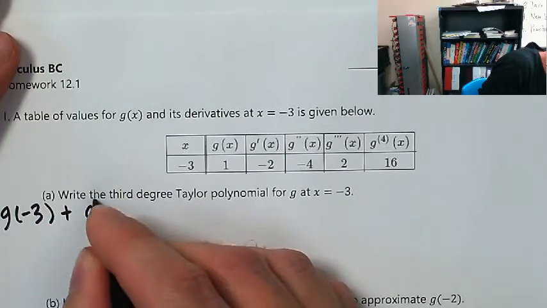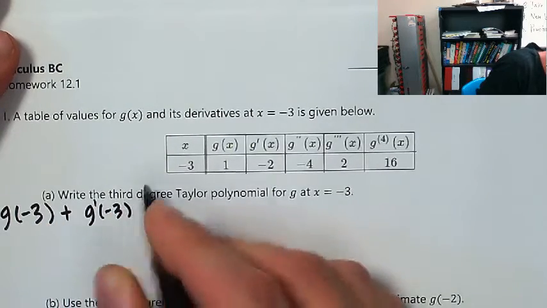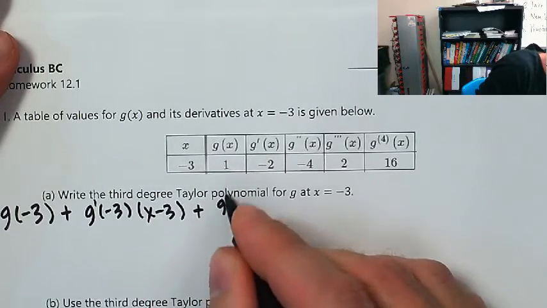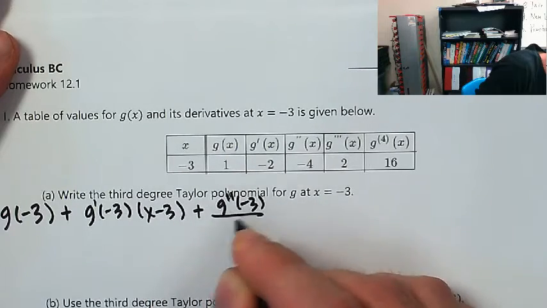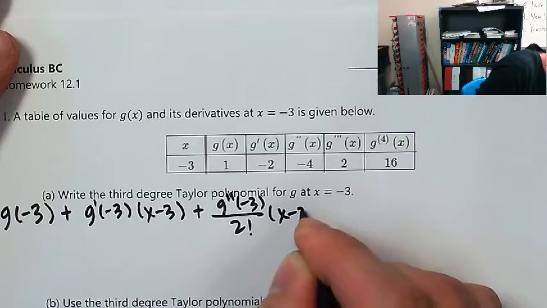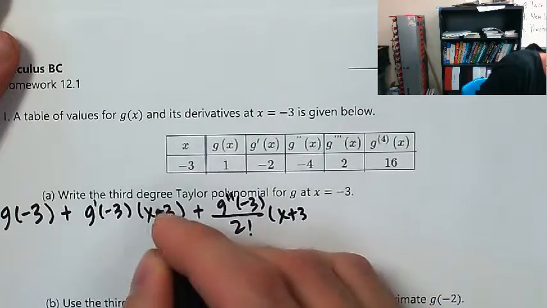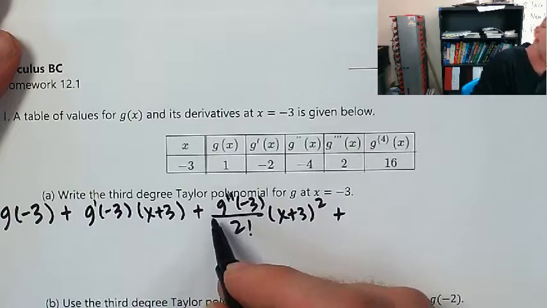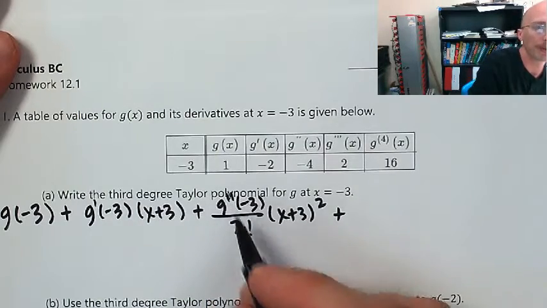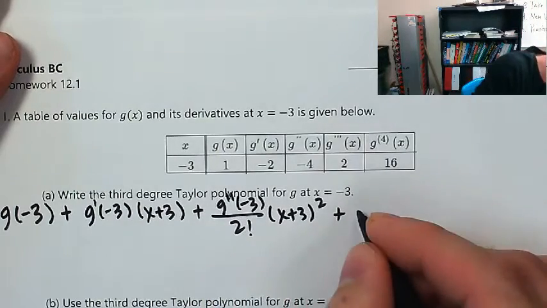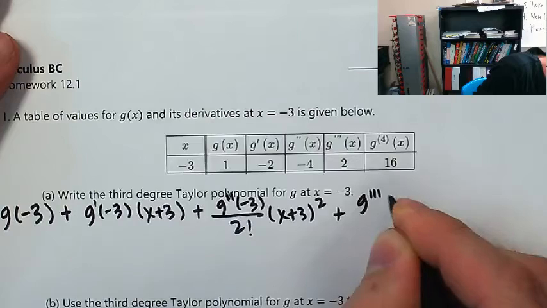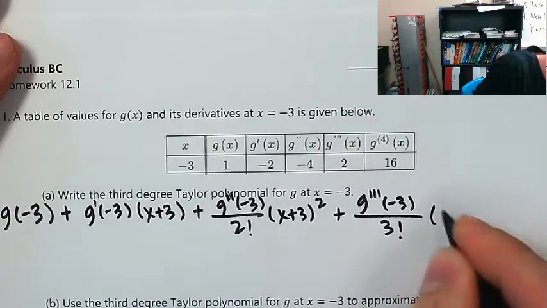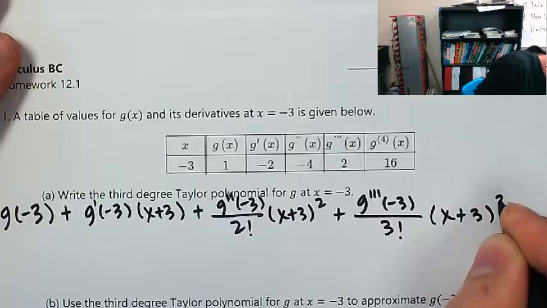plus g prime of -3 times x minus -3 to the first power. And then second derivative, second factorial, second power of x minus -3. That should be a plus, yeah. Okay, and then the third power term will be third derivative, third factorial, third power of x plus 3. So g triple prime of -3 divided by 3 factorial, x plus 3 to the third power.